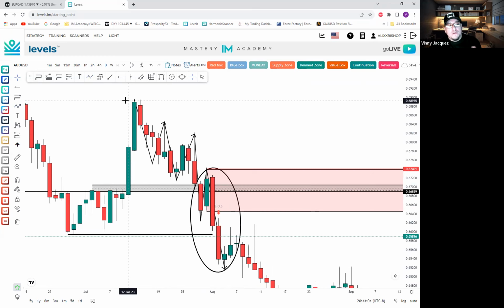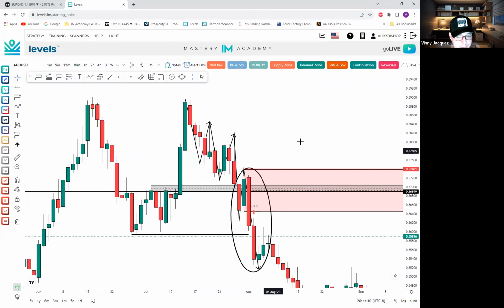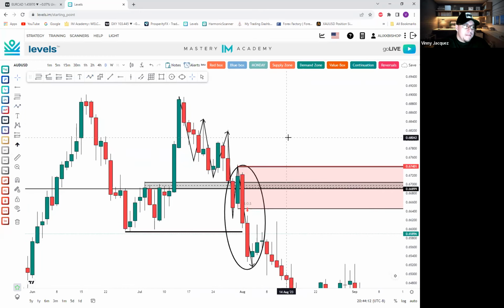But if you're on the 1 hour, 4 hour, daily and you see something like this, then we can go ahead and tighten up our stop loss. Does that make sense, guys? Give me a 5 if that makes sense.